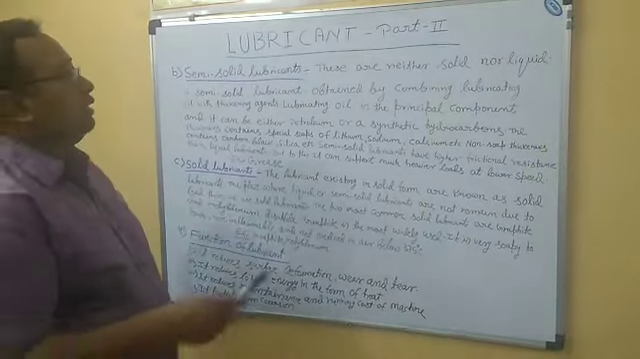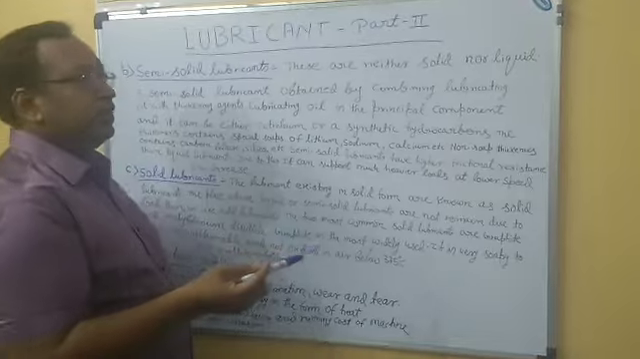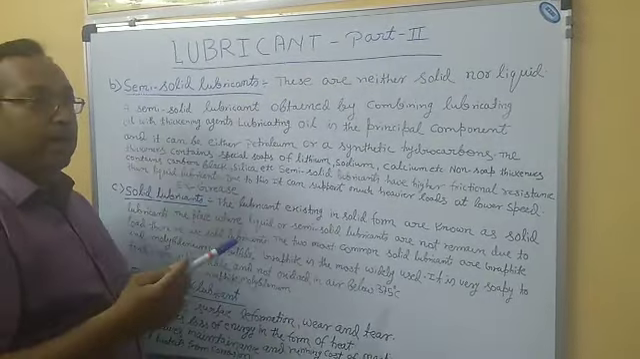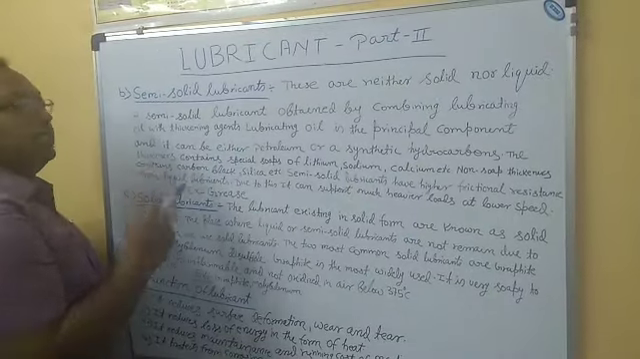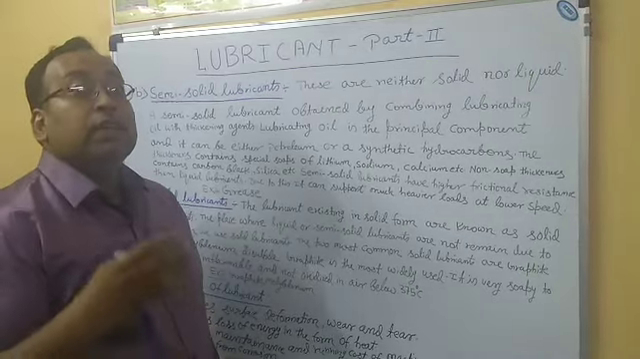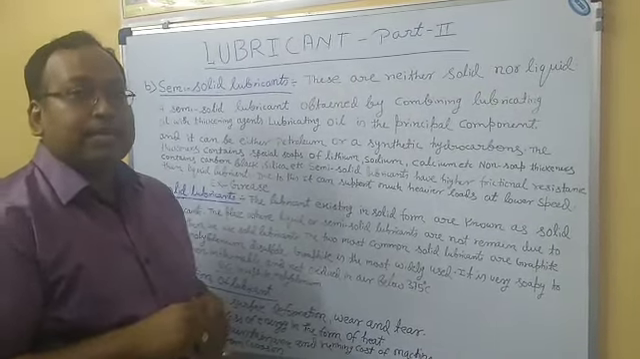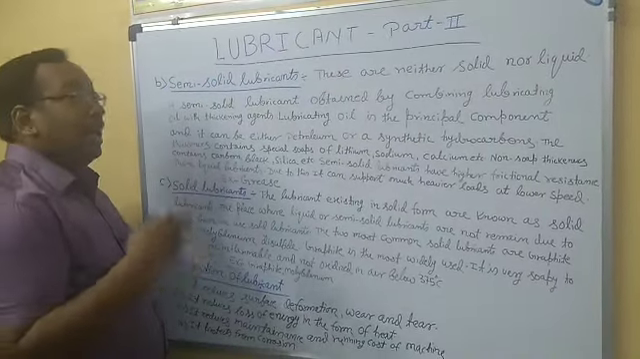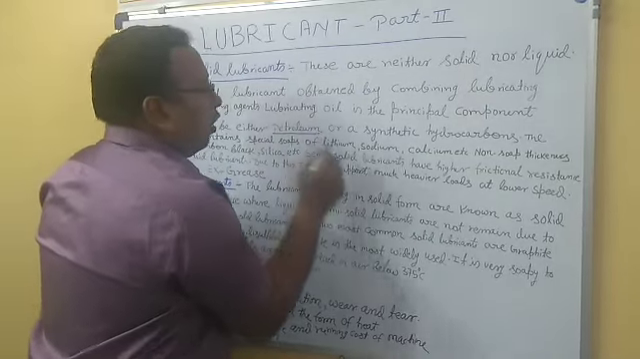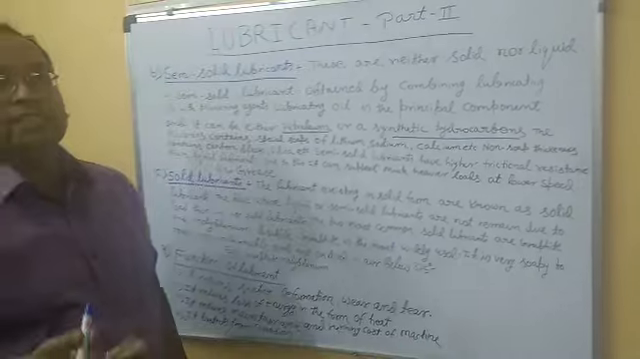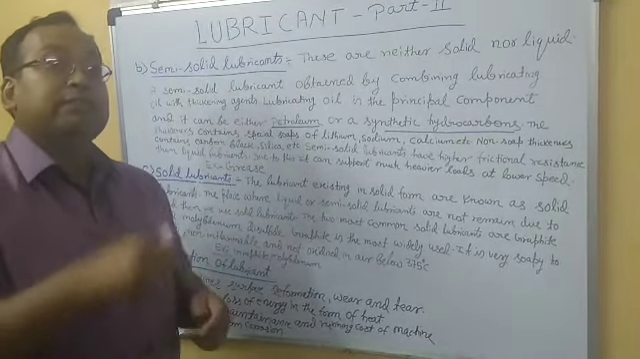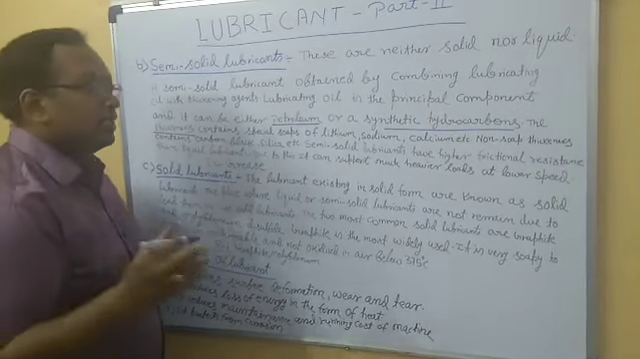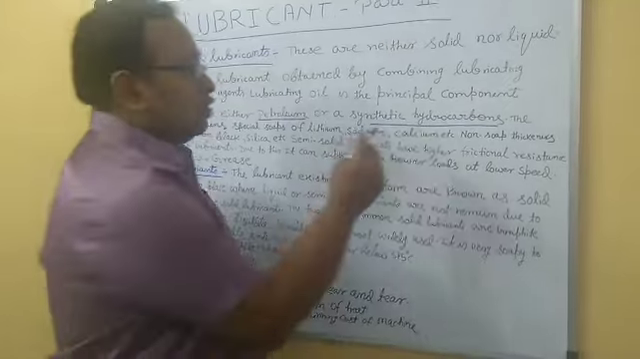Now we can see on the board the definition of the semi-solid lubricant. These are neither solid nor liquid. A semi-solid lubricant is obtained by combining lubricating oil with thickening agents. Thickening agents are those agents which are mixed inside the liquid lubricant and increase its density. Lubricating oil is the principal component and it can be either petroleum or synthetic hydrocarbons. The petroleum or synthetic hydrocarbon acts as a base in which we mix the solid components. The thickener contains special soaps of lithium, calcium, sodium, etc.